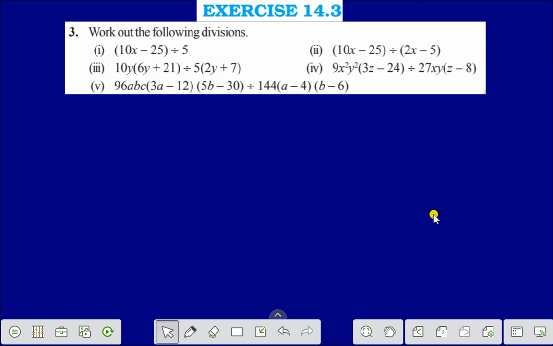Hello everyone. Today we shall discuss exercise 14.3, question number 3. Work out the following divisions. Let us find the divisions.